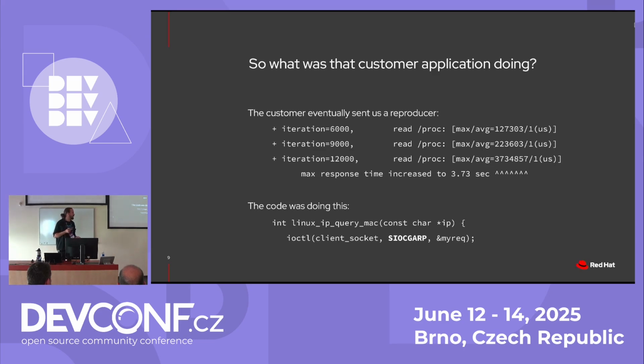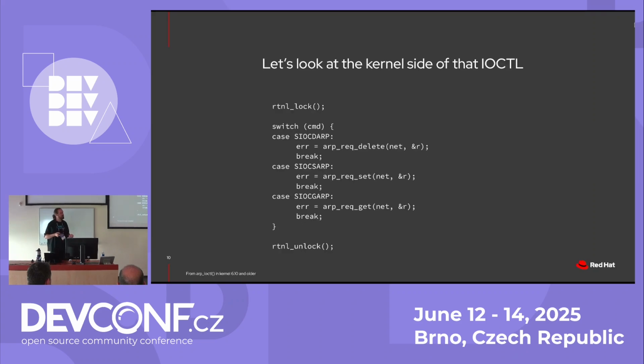operation through an ioctl. And if we go into the kernel and see what this ioctl is doing, well, this is from kernel 6.10 and older. It is taking the RTNL lock, figuring out which of these commands, this was the one we were doing the request, and unlocking. So here was our culprit. We had an operation that was just querying state from the kernel, but because of the way it was implemented, we were still taking the RTNL to do it.